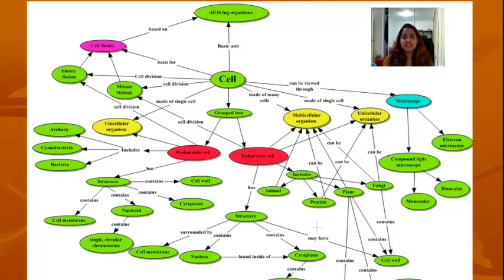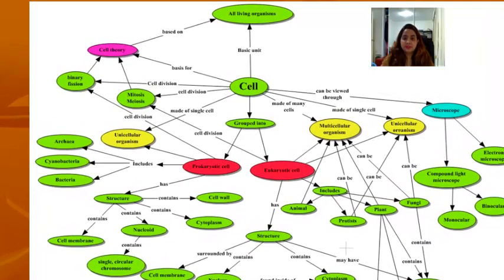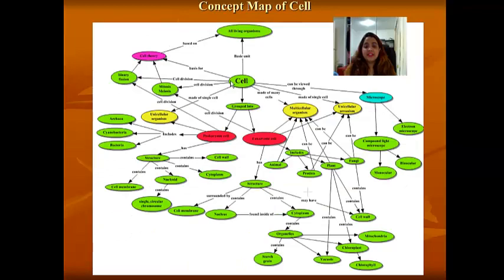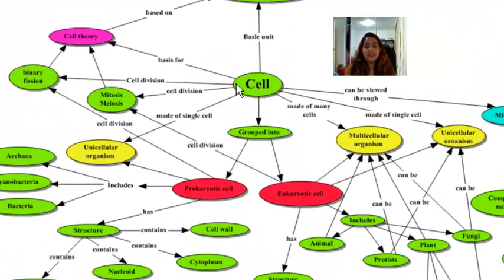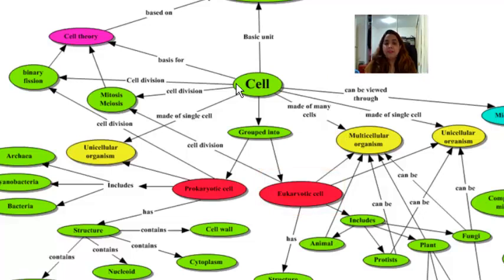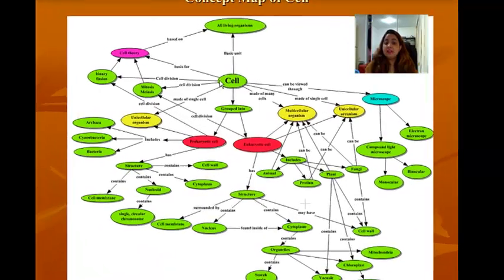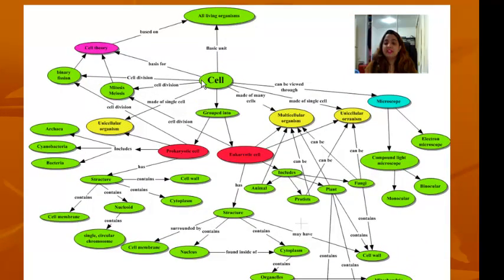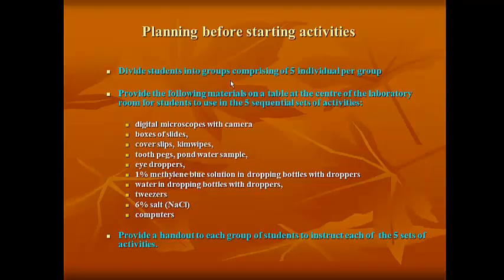A cell is the basic unit of structure and function in all living organisms. Cells are broadly classified into 2 groups, prokaryotic cell and eukaryotic cell. Prokaryotic cell includes bacteria, cyanobacteria and archaea, whereas eukaryotic cell includes animal, protist, plant and fungi. Prokaryotic cells are generally found in unicellular organisms, whereas eukaryotic cells are found in both multicellular and unicellular organisms. Cells can be viewed through microscope.